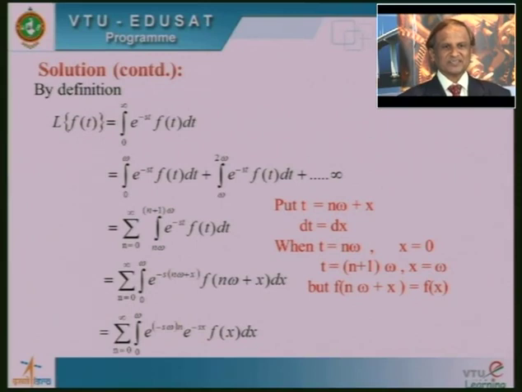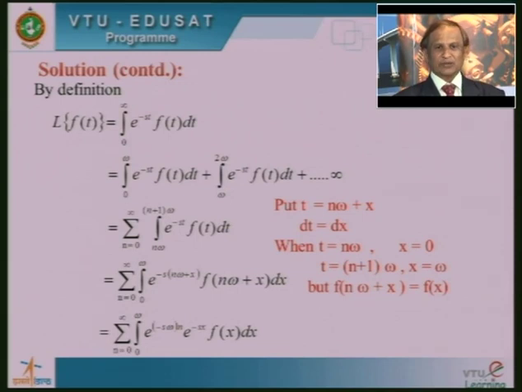Now, first we prove the left hand side is equal to the right hand side. How are we going to prove it? It is very simple. You know the basic definition of the Laplace transform: L of f of t is equal to the integration from 0 to infinity of e raised to minus st f of t dt. Now I am going to split the integration from 0 to infinity in the following form: integration from 0 to omega of e raised to minus st f of t dt, plus integration from omega to 2 omega of e raised to minus st f of t dt. And I hope you can expect the next term. What is the next term? You can write integration from 2 omega to 3 omega of e to the power minus st f of t dt, and so on.